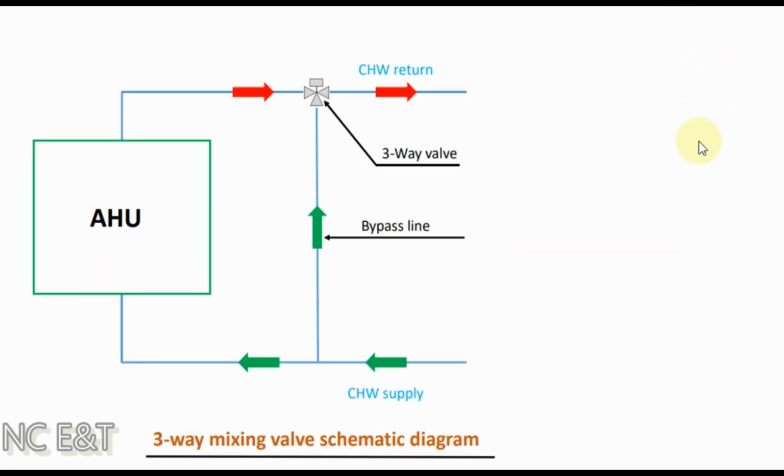Before starting the study of a constant flow chilled water system at part load condition, we must understand the operation of a three-way valve, as the difference between full load condition and part load condition of the system depends only on the operation of the three-way valve.